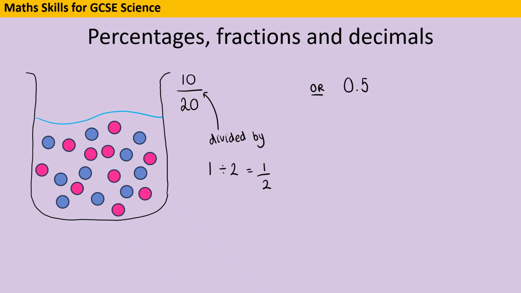We can also express this as a percentage. This is where we say that instead of the total being 1, the total is 100. So we can say a percent is how many parts per 100. So in this instance, that would be 50%. And we can get that 50% by multiplying the decimal by 100.